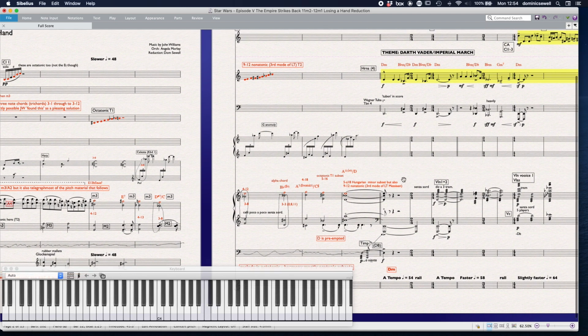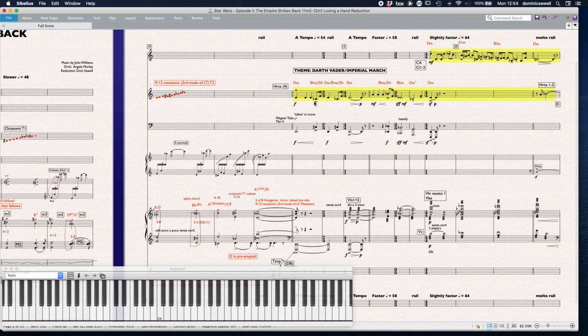Timp. Now we're into the Darth Vader Theme. Continues. Slight break in the horn there. B flat minor, G minor 7, kind of. D minor 5, really. And then it continues. And I'm going to stop it in a minute.